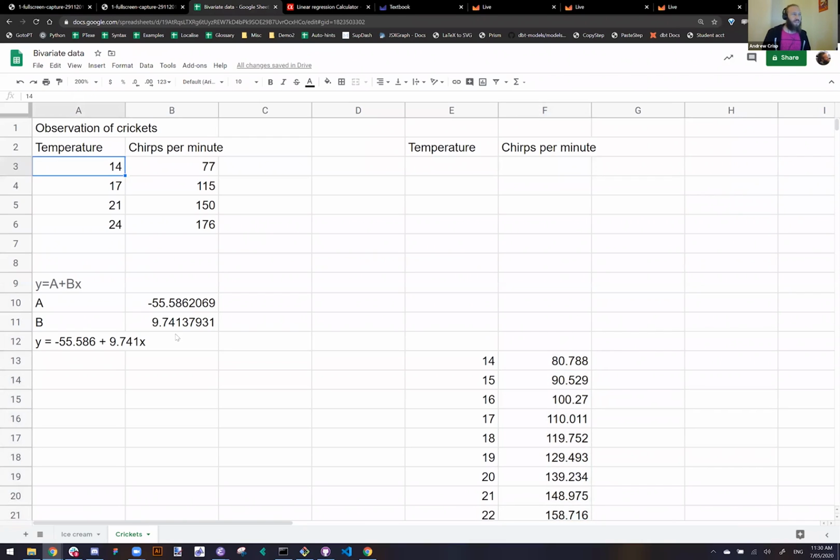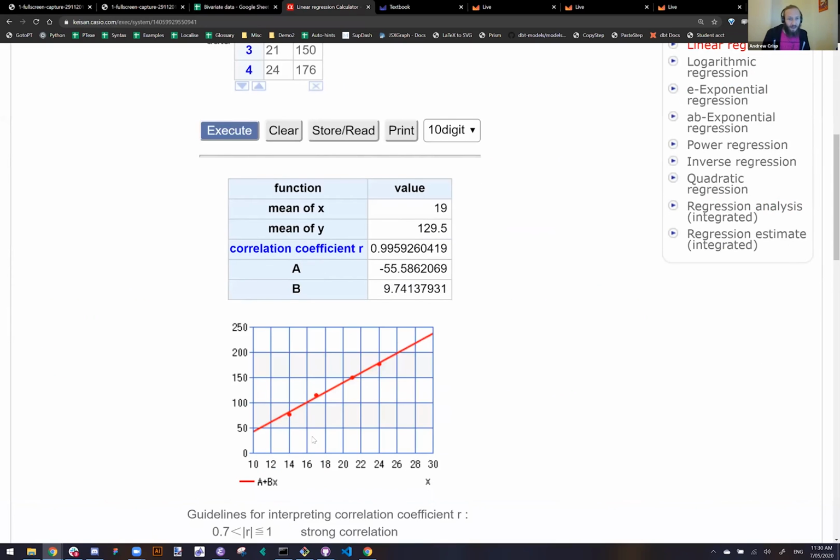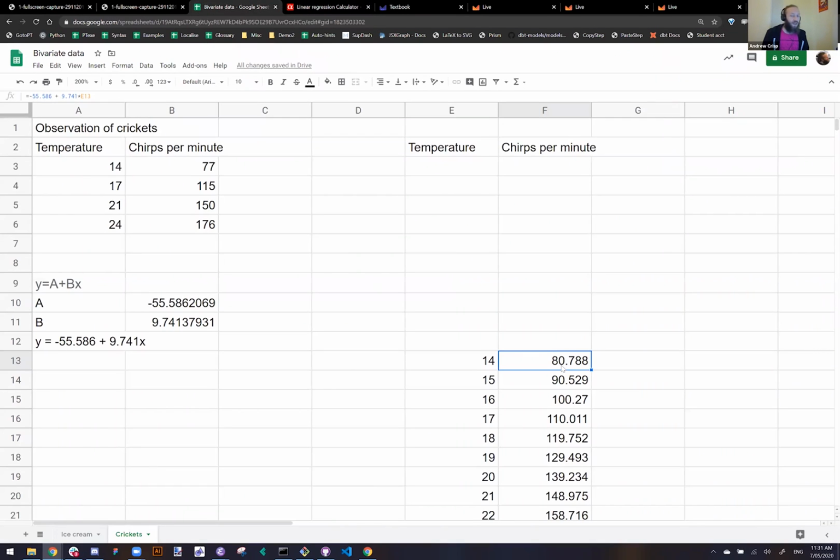I can see that when the temperature is 14, I predict that it'll be about 81 chirps per minute. Now that's not what we saw, but still, it's a prediction based on all of the data that we have so far. Generally speaking, a line of best fit will not go through most of the points. This is just the line that we can see down here on the calculator. As you can see here, at 14 it's a little bit higher than that data point, which is why we end up with 81 chirps per minute instead of 77.